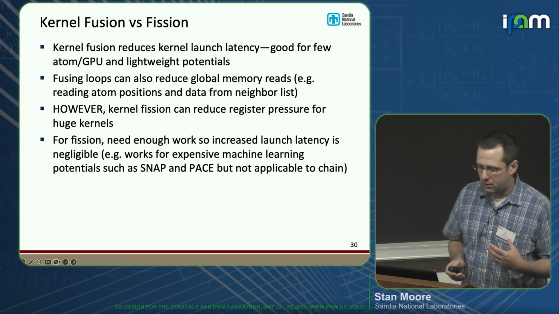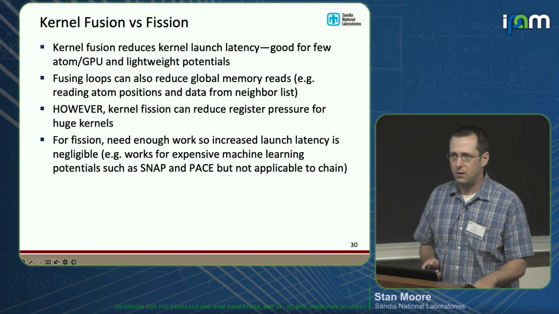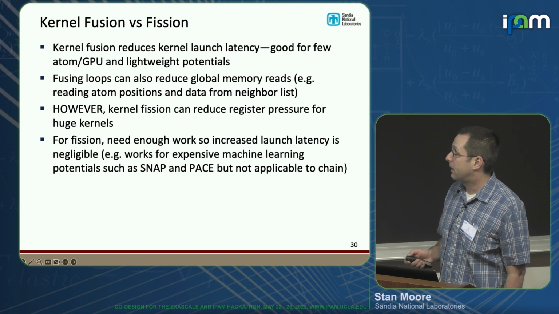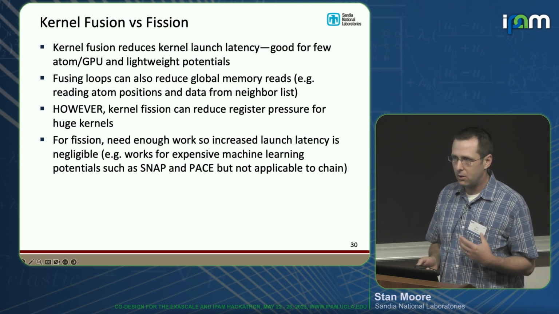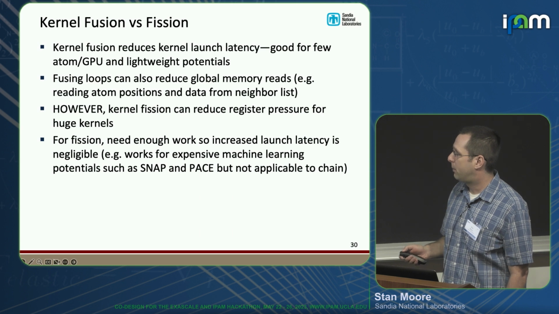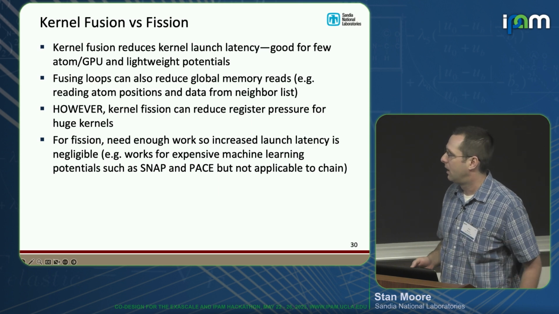Okay, so we talked about kernel fusion. There are times when you want to fuse kernels, and there are times when you want to split kernels. Fusing kernels is very good for small systems and lightweight potentials, and it reduces the kernel launch latency. It can also reduce the amount of global memory reads if you are in a loop. Instead of having to read the atom positions and the neighbor list data twice, you can just read it once if you fuse a kernel.